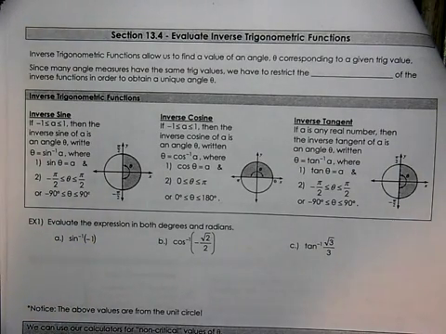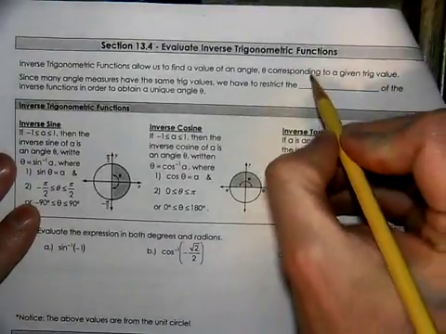This is Algebra 2 with Trig, section 13.4. We are evaluating inverse trigonometric functions. Inverse trigonometric functions allow us to find the value of an angle, theta, corresponding to the trig value. Since many angle measures have the same trig value, we have to restrict the domain.